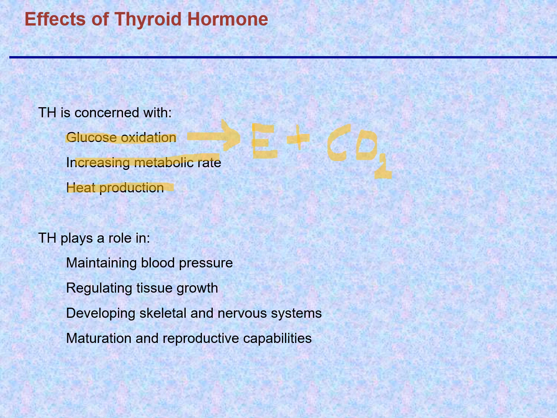It also plays a role in maintaining blood pressure, regulating some tissue growth, development of skeletal and nervous system, and maturation, reproductive capabilities. Quite a few large areas. It's not solely involved, but has an influence. Certainly an excess amount of thyroid hormone will cause a rise in blood pressure, because it does have an effect on the heart rate. It causes an increase in heart rate if you have excessive amounts.